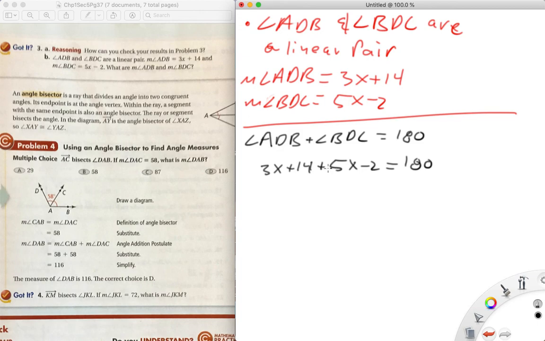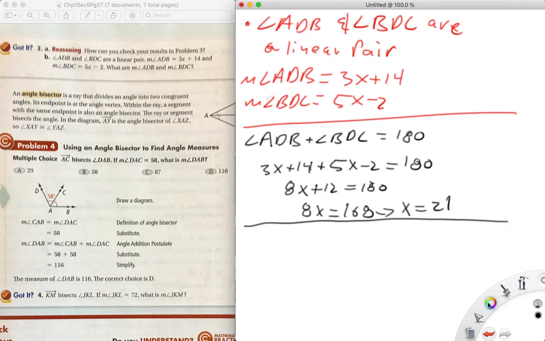Okay, 5x plus 3x equals 8x. 14 and minus 2 is 12. Subtract 12 from both sides. 8x equals 168. And I get that x equals 21.